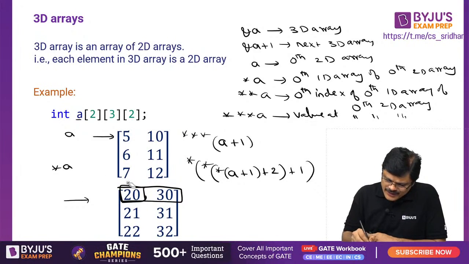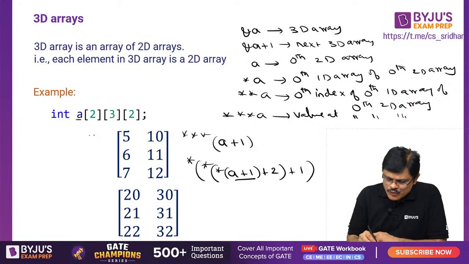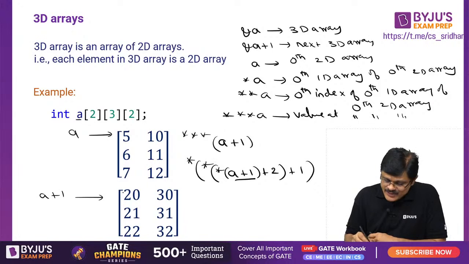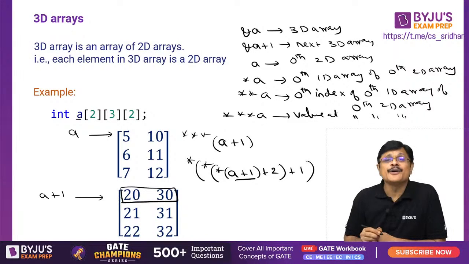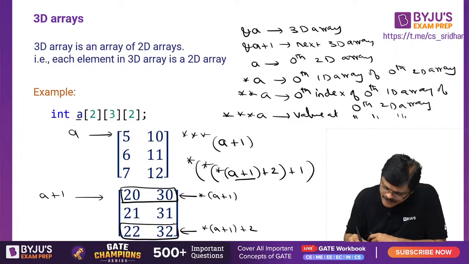Let me clear these so that it would be very clear for us when we solve this problem. The last one, let us try to understand. A plus 1. A refers to the 0th 2D array. A plus 1 refers to this entire first 2D array. Star of that means we are referring to the 0th 1D array of the first 2D array. Plus 2 means this fellow will be star A plus 1 plus 2. That is, we are referring to this fellow.